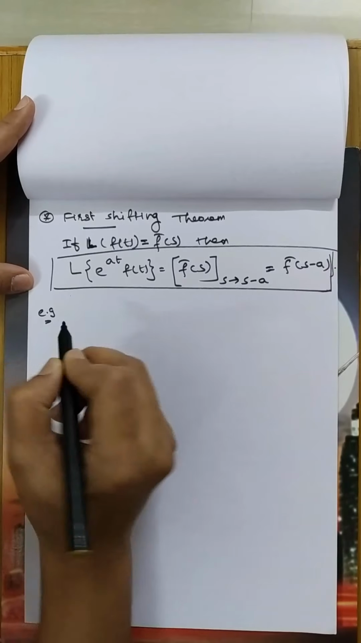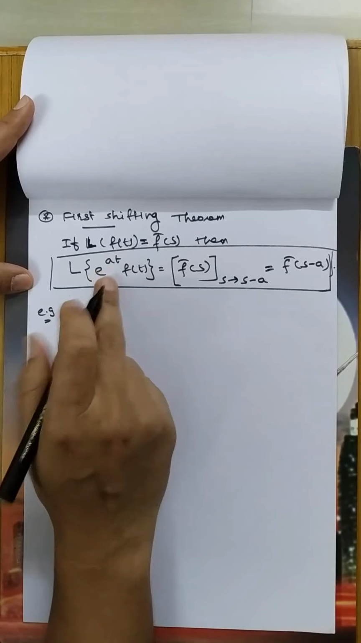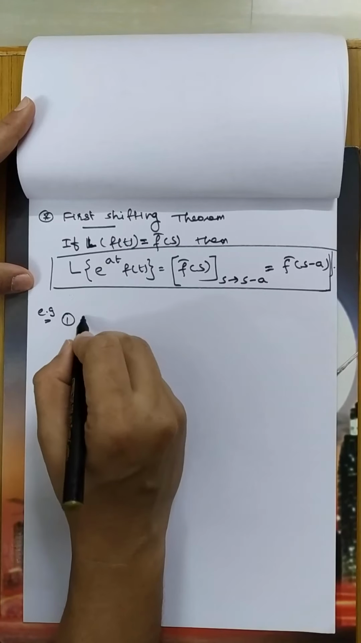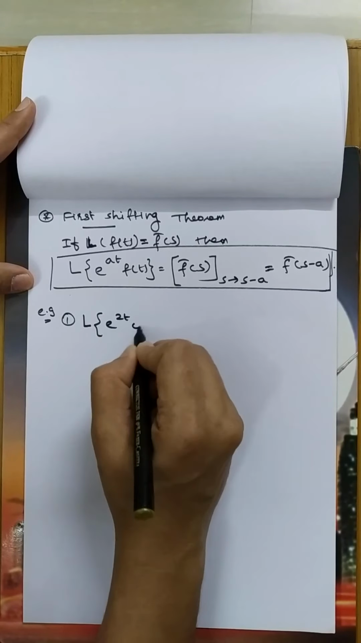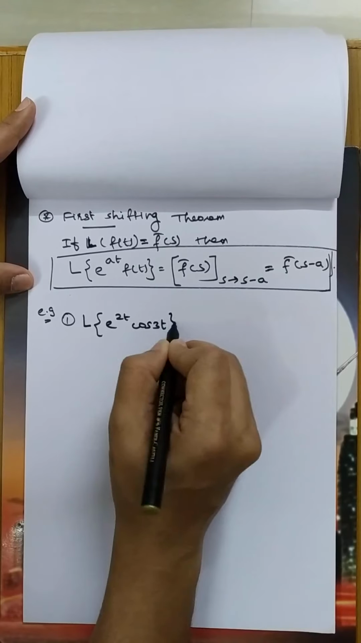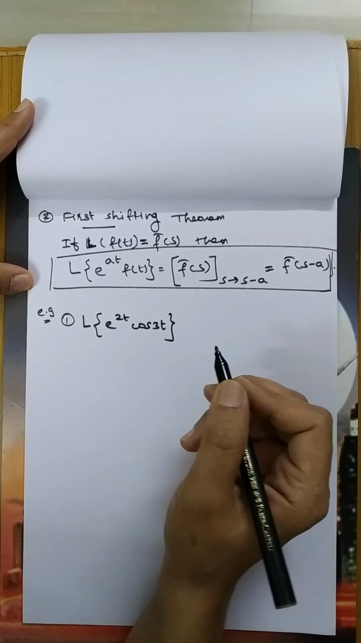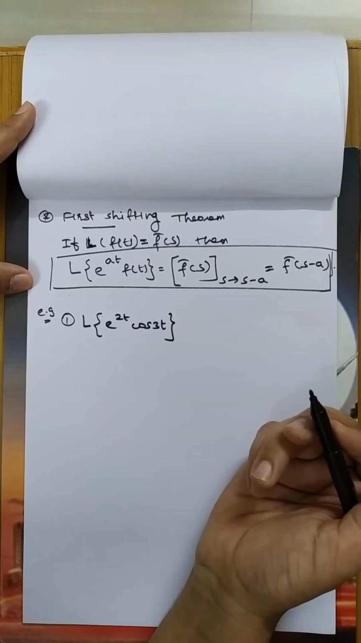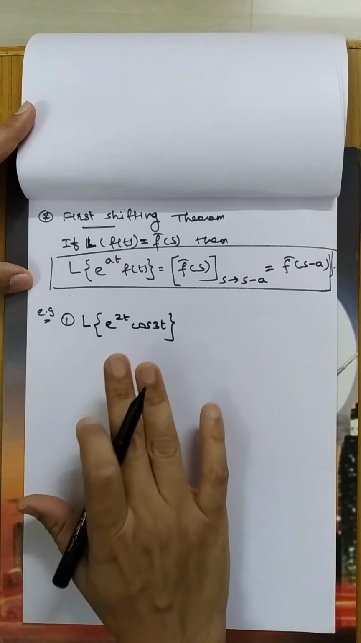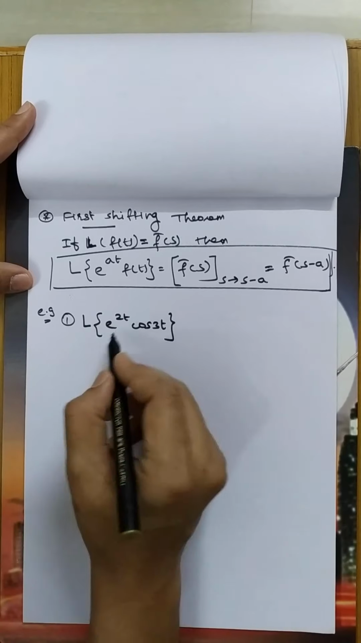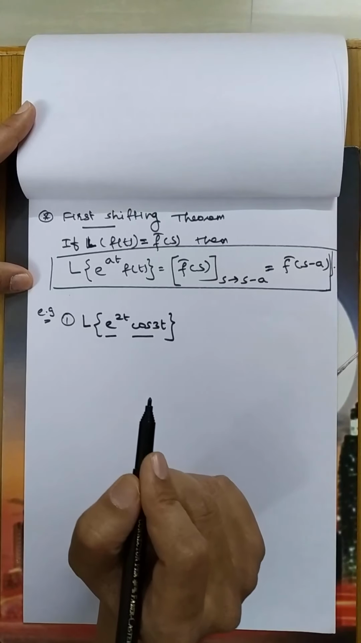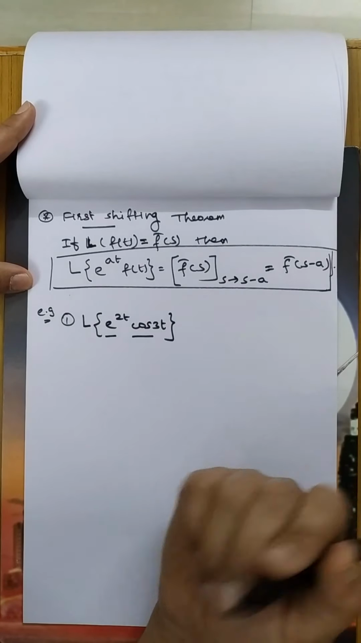So let's take a particular example. Okay, this is the formula. We will apply this formula. So Laplace of e raised to 2t cos 3t. First, in which case can we apply the shifting theorem? If it is a product of two functions of t and one function is exponential, then you can apply the shifting theorem. In this case you can apply.